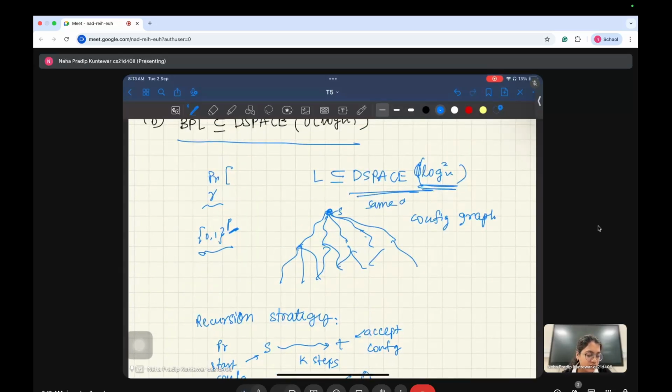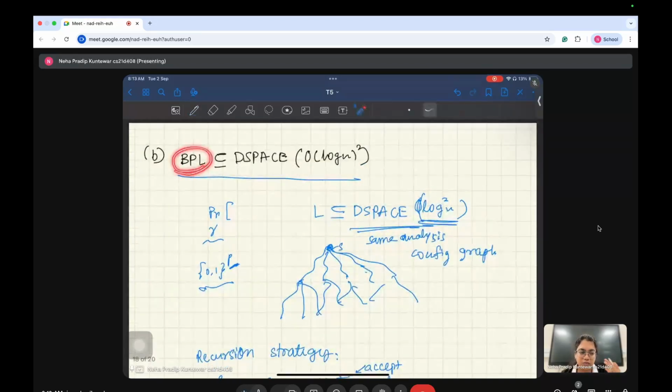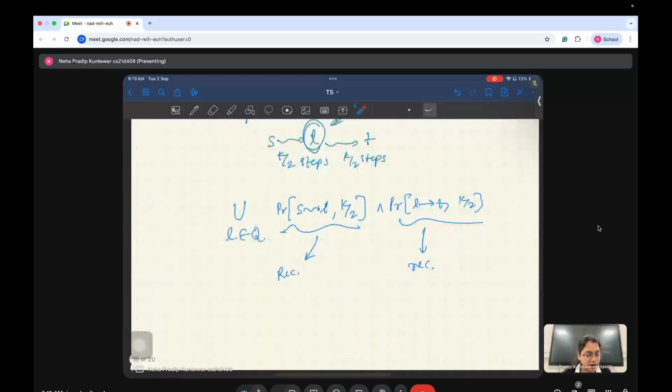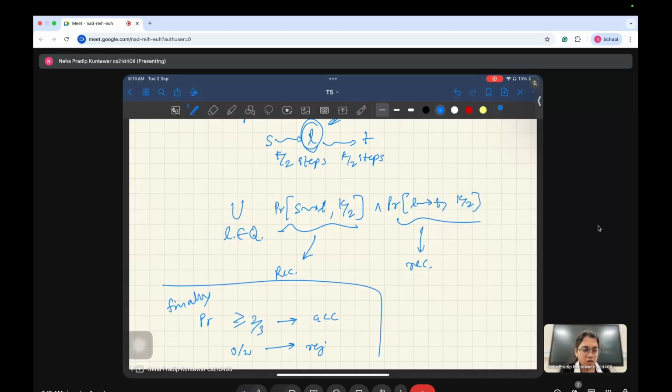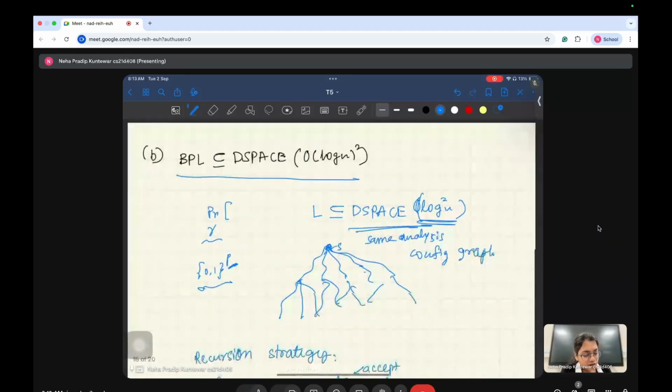The only difference is that now we are dealing with probabilities. This is no longer a deterministic machine, it's a probabilistic machine. So we are actually calculating the probabilities, and at the end, if this sum comes out to be at least 2/3, then we're going to accept, otherwise we're going to reject. This is the only difference, but the rest of the analysis remains the same, so I'm not going to go into the details of that.